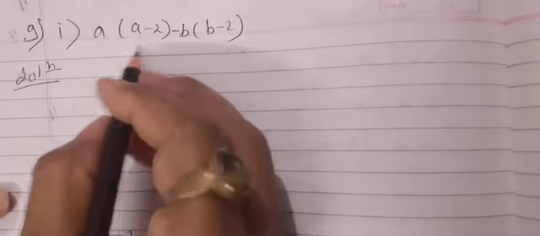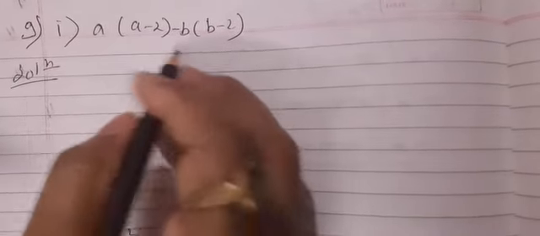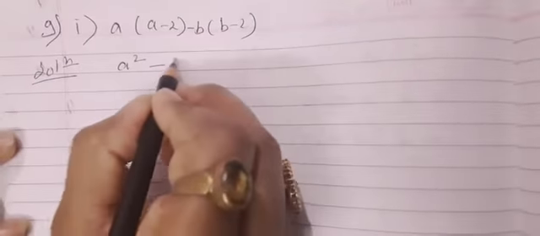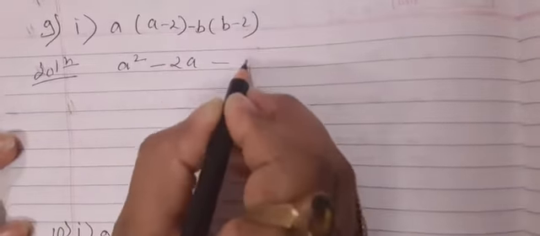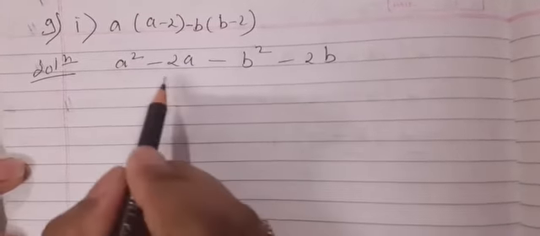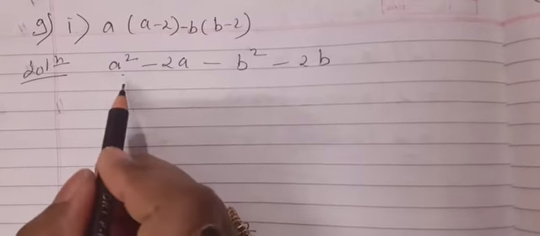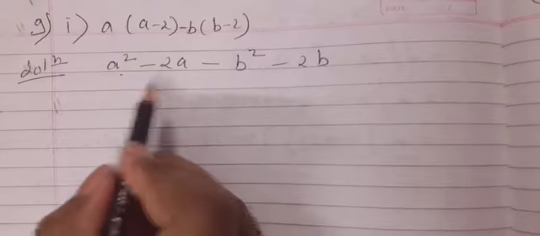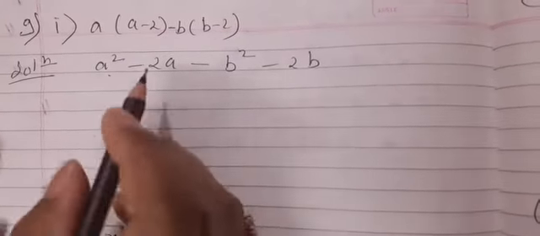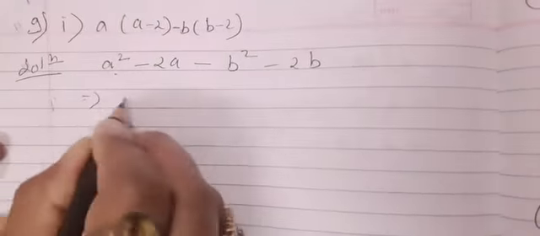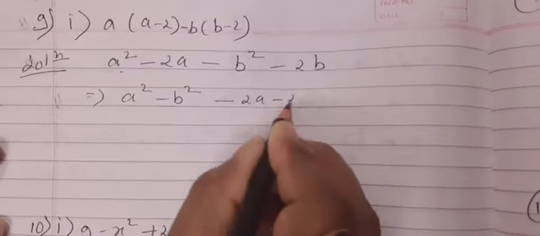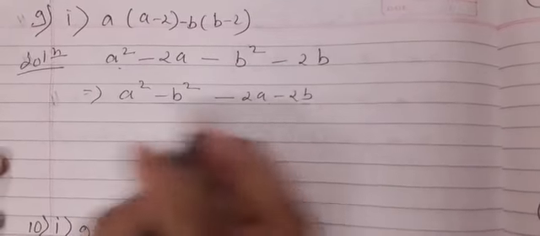First of all, what do we have to do? We can't take anything common, so we'll open the brackets. a into a is a square minus 2a, minus b into b is b square minus 2b. Now we will assemble the square terms together and the multiples of 2 at last. So it is a square minus b square minus 2a. See, I just rearranged the terms.